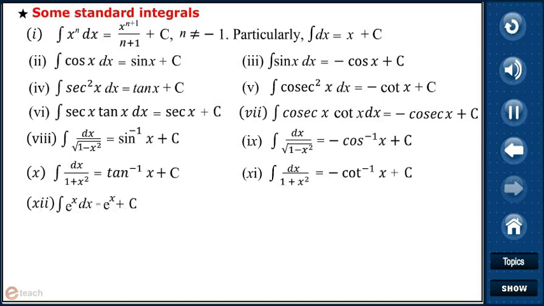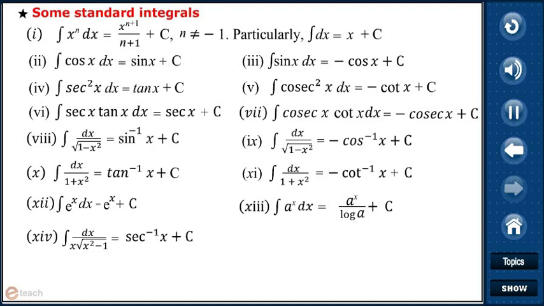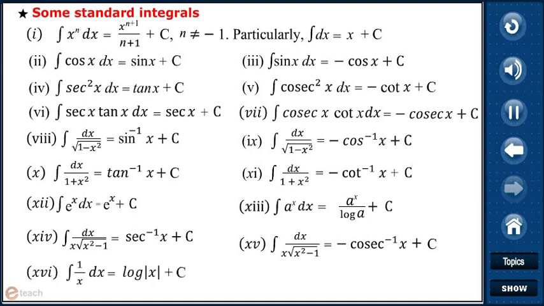Integration e to the power x dx equals e to the power x plus c. Integration a to the power x dx equals a to the power x divided by log a plus c. Integration dx divided by x into root over x square minus 1 equals sec inverse x plus c. Integration dx divided by x into root over x square minus 1 equals minus cosec inverse x plus c. And integration 1 by x dx equals log mod x plus c.